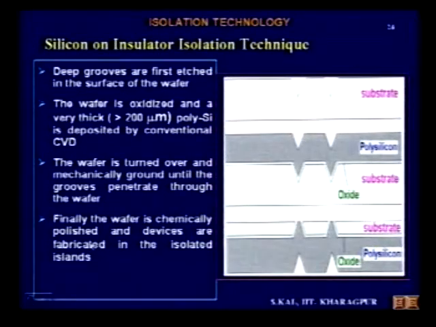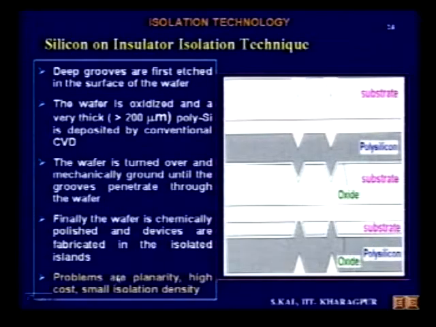Finally, the wafer is chemically polished and devices are fabricated in the isolated islands. Here you can fabricate the device, one island, the next island, here is another island. Problems are planarity, high cost, small isolation density. High cost means what? Much more defects, yield will be poor, that's why cost will be high. Very low yield is achieved, and making one such wafer may cost more than $100.